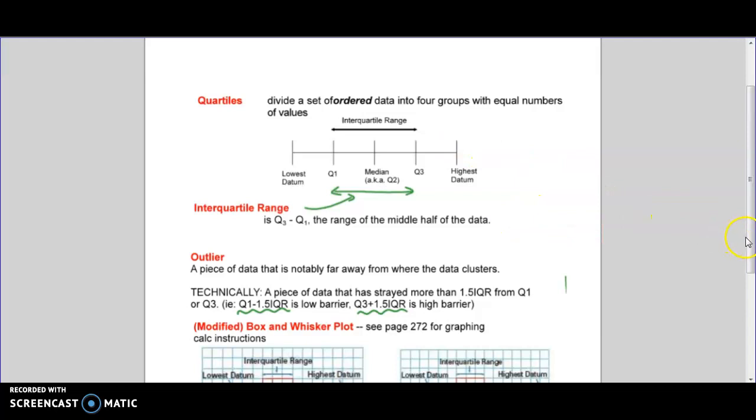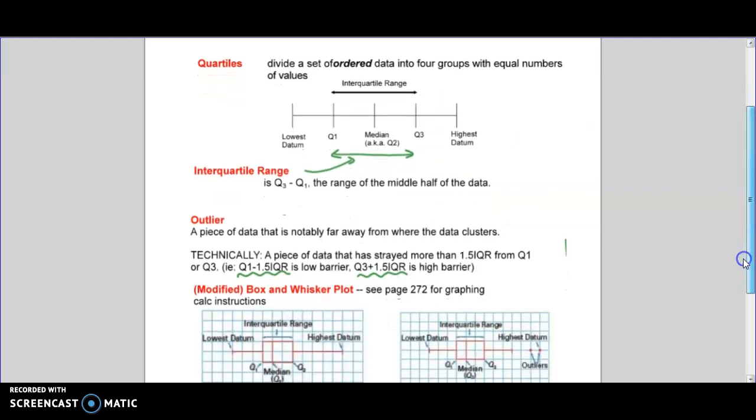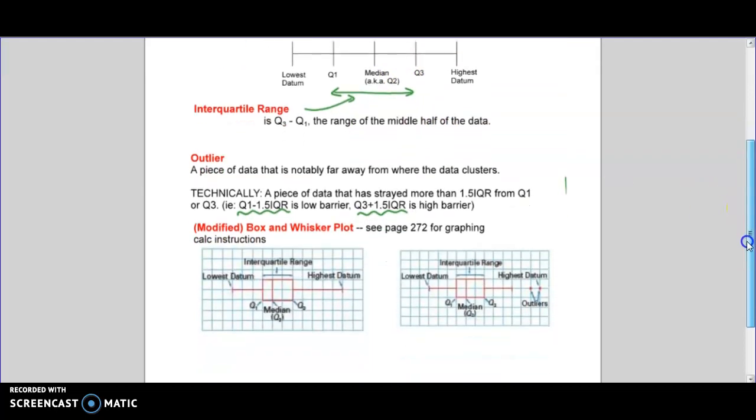Another term that comes up when we are talking about quartiles is interquartile range, and that is basically Q3 minus Q1, whatever this value is here, subtract Q1, whatever this value is here. What the interquartile range tells us is the range of the middle half of the data, from Q1 to Q3. Okay. Outliers we've talked about before.